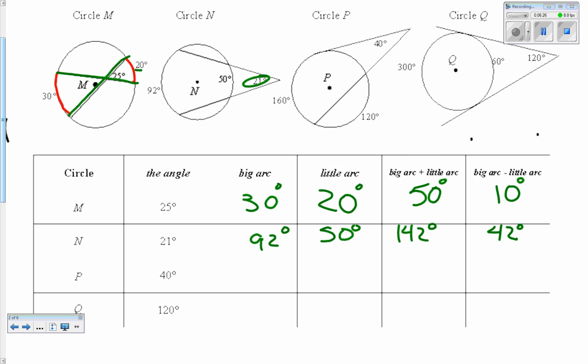All right, circle P. The angle I'm given is 40. Okay, now notice here, my arc's a little bit different, but what's my bigger arc? It's 160. Smaller arc is 120. So I add them together and I get 280. Subtract them and I get 40.